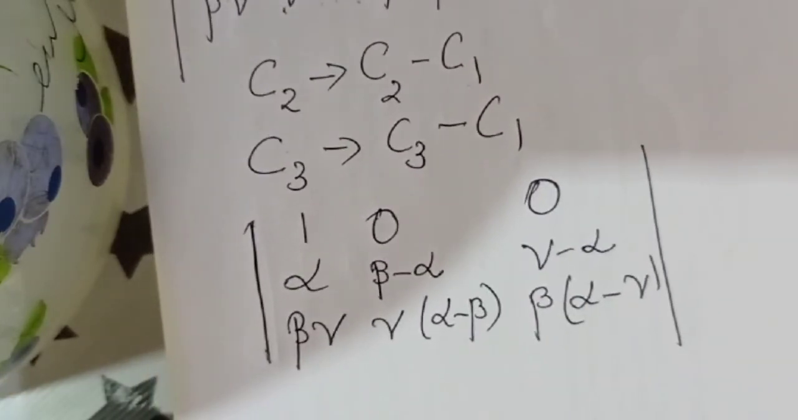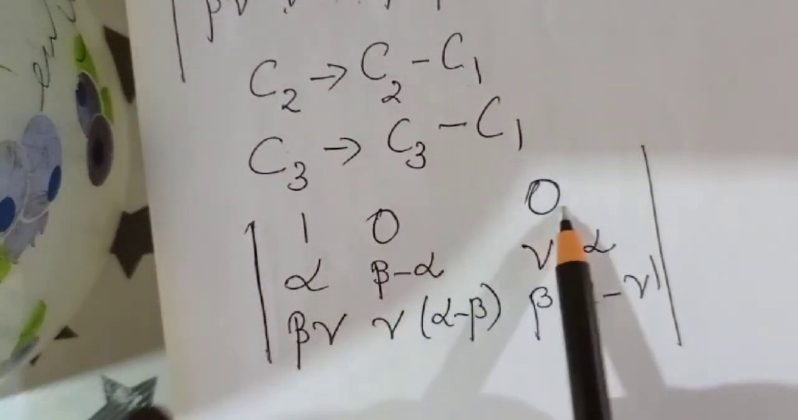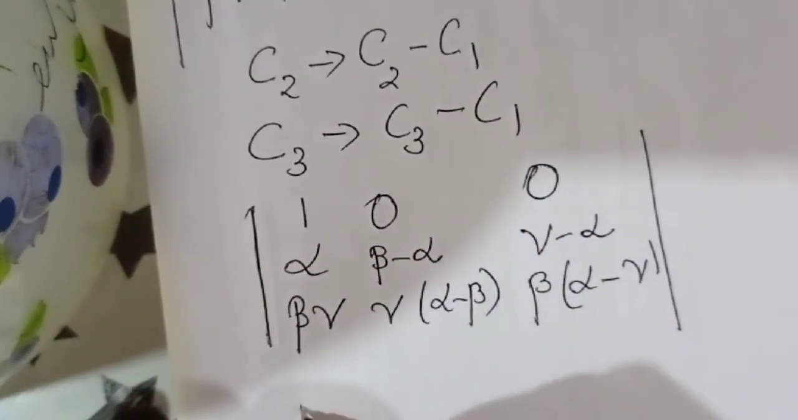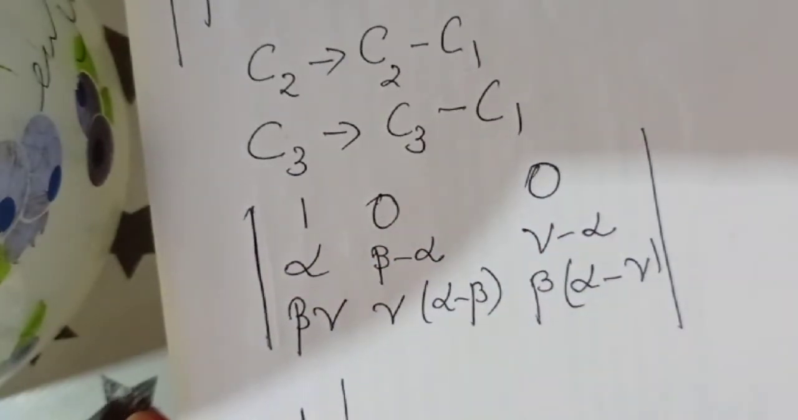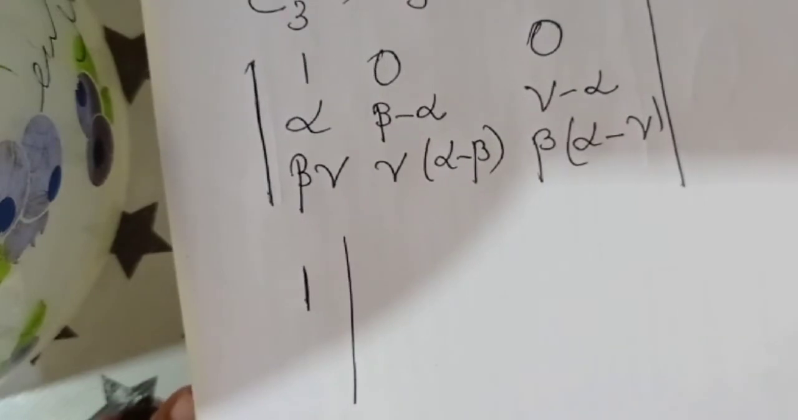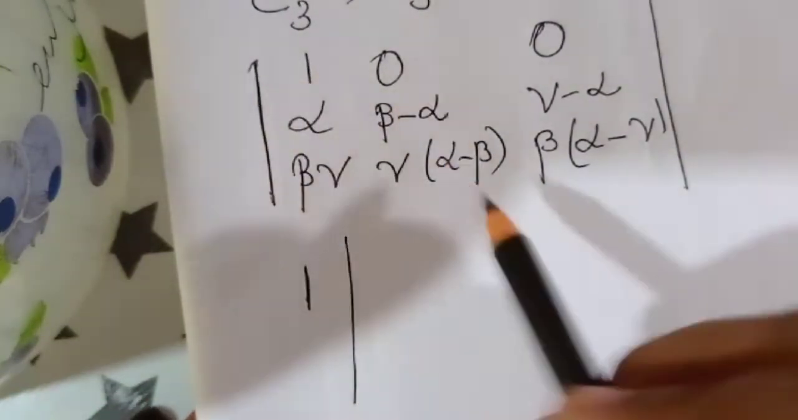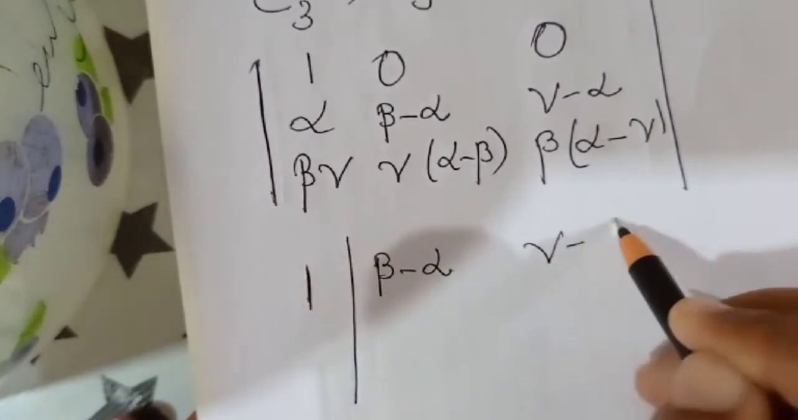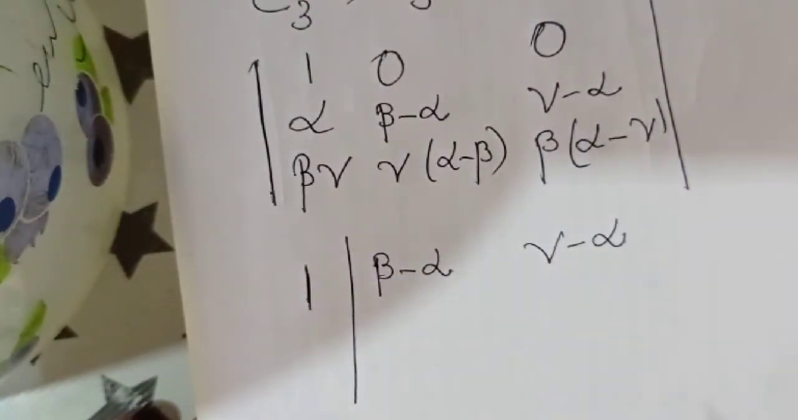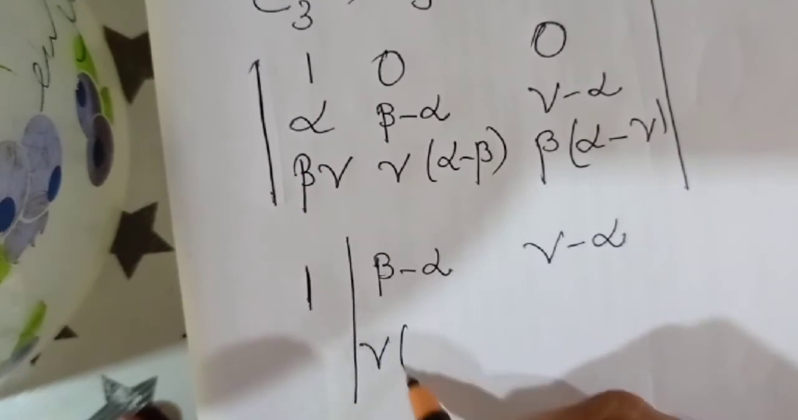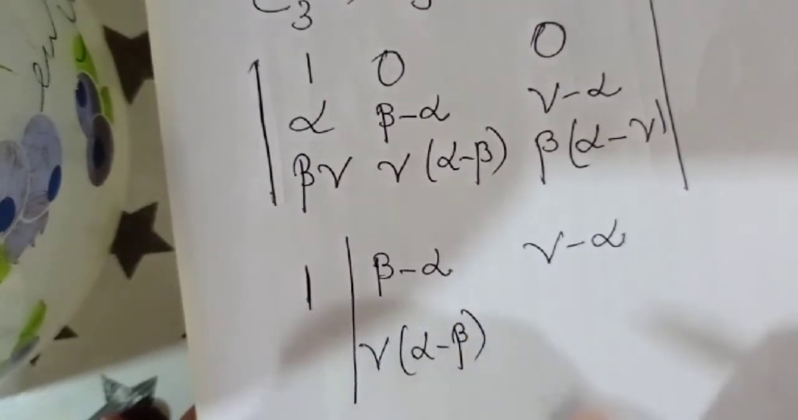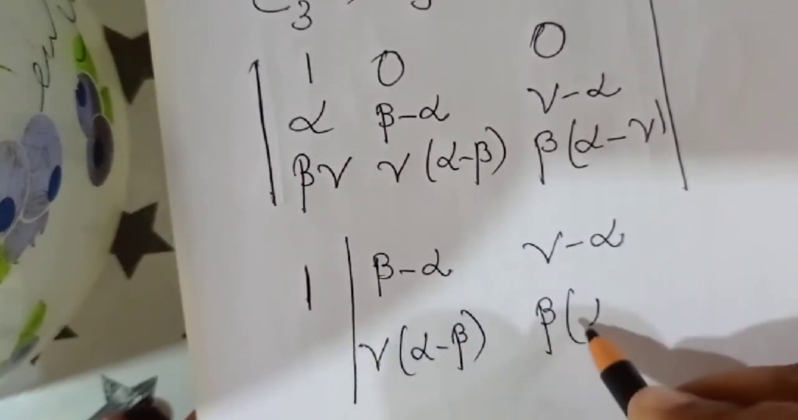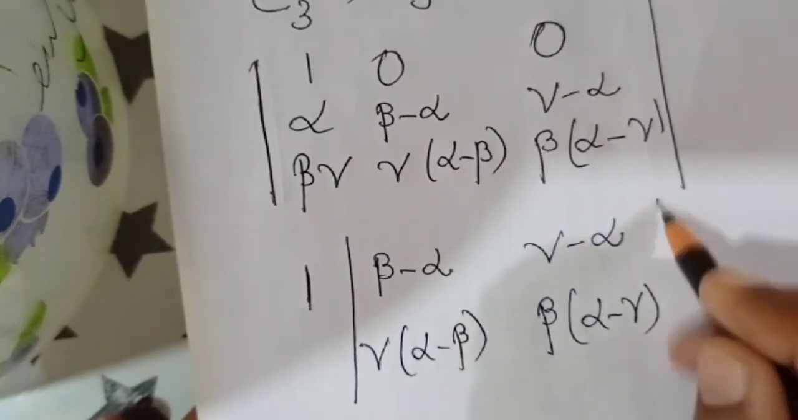What's the next step? Here also we expand along the first row. 1 into its minor. Right. 1 into its minor means 1 into (beta minus alpha, gamma minus alpha), gamma into (alpha minus beta), beta into (alpha minus gamma).